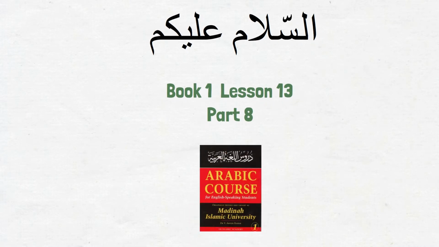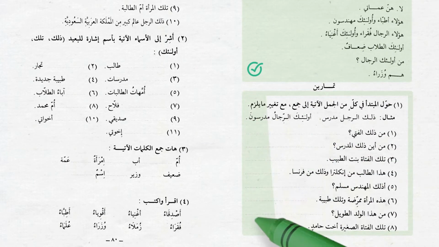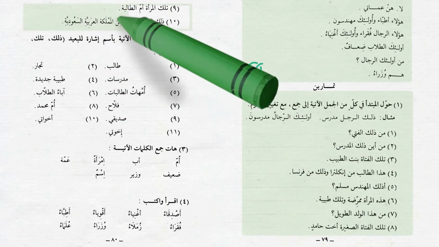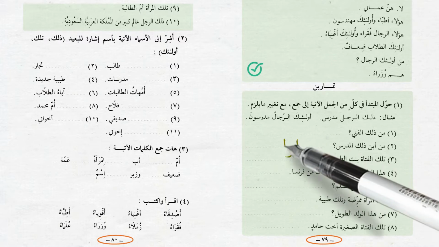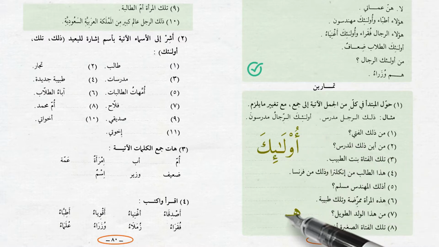Over the last 7 videos of this lesson, we've covered all the new concepts. Today we'll practice what we've learned as we go through the remaining exercises. Let's start with exercise 1 of part Jim on pages 79 and 80. In this exercise, we will need to come up with the plural versions of the given sentences by using the plural asma'ul ishara, أولئك and هؤلاء.